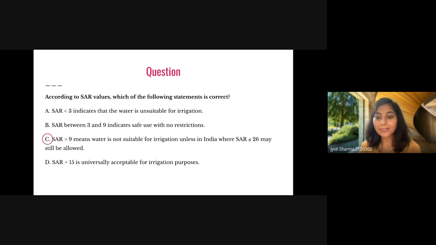So the answer is, Pradeep gave me C, and that is right. So more than 9, this is not suitable, but in India we can have values whenever it is less than or equal to 26, that may still be allowed. Let me show you the concept.